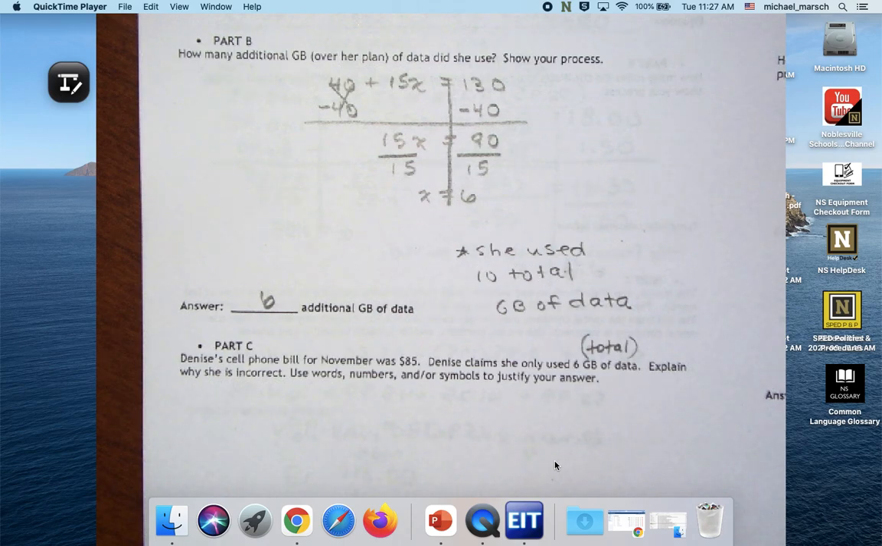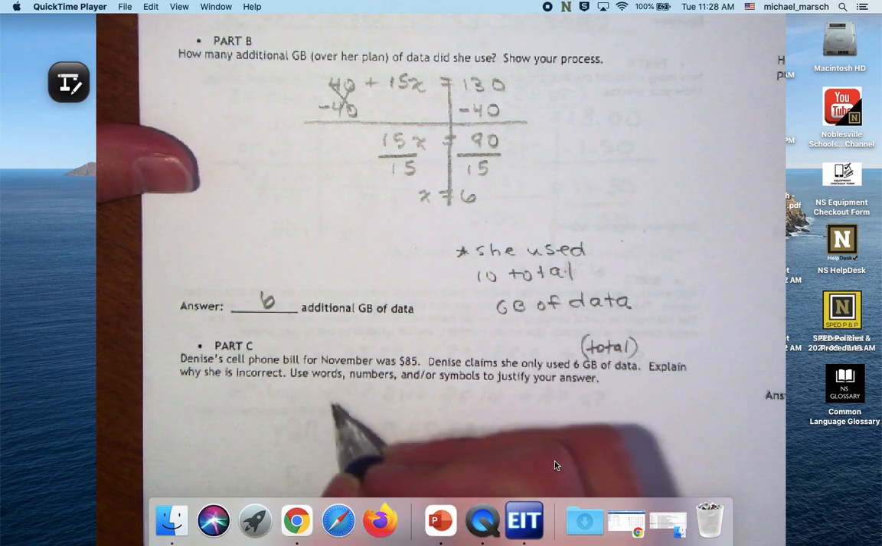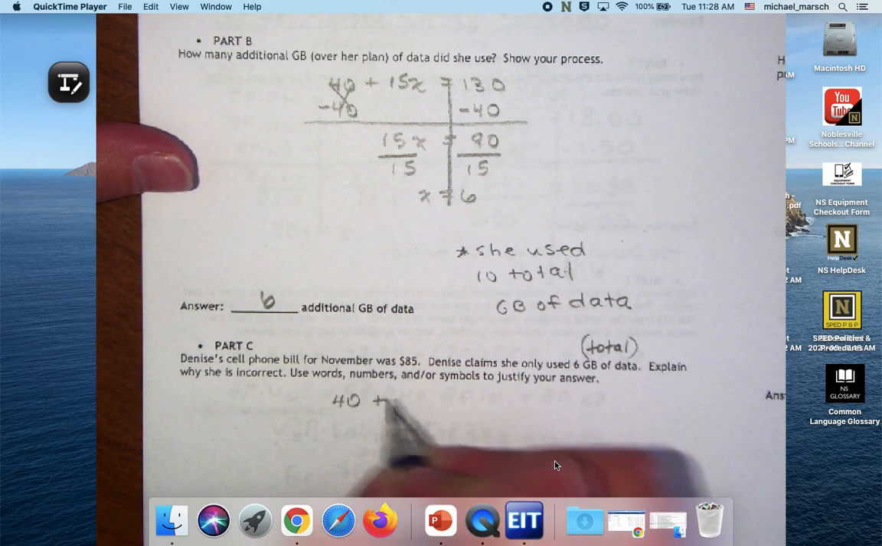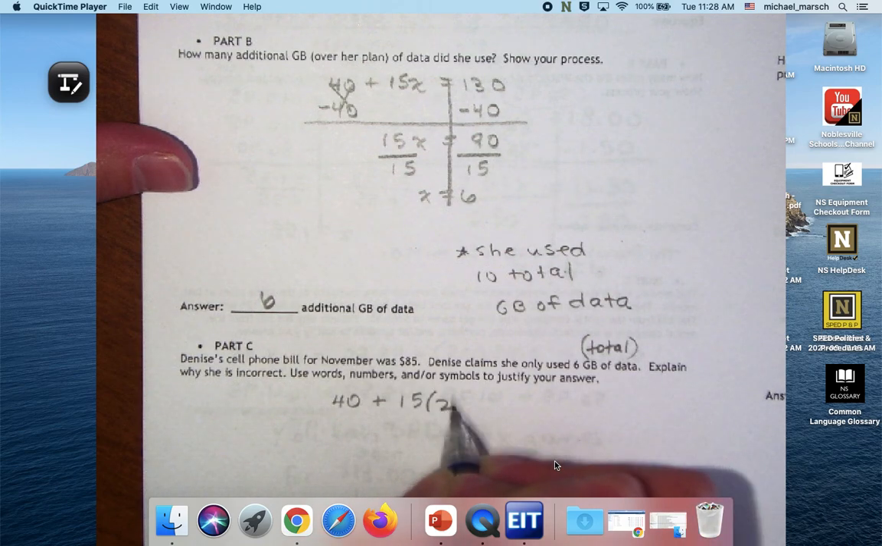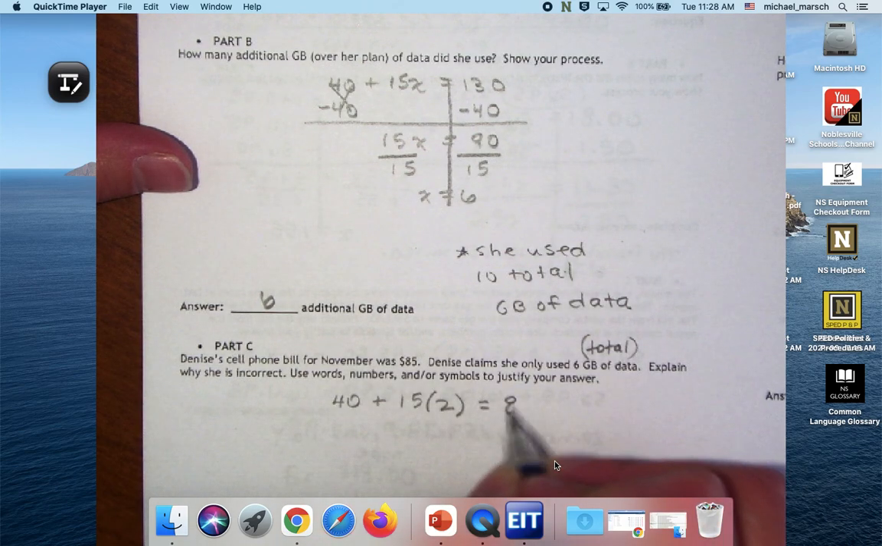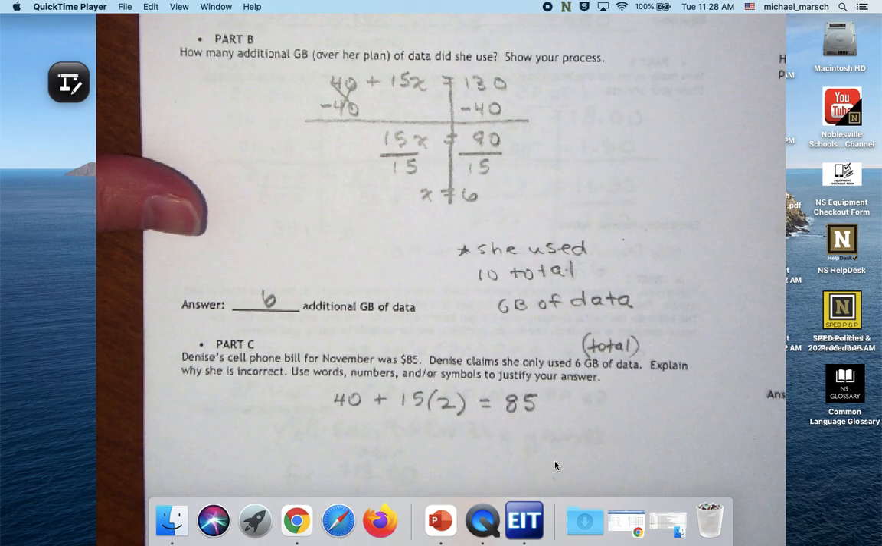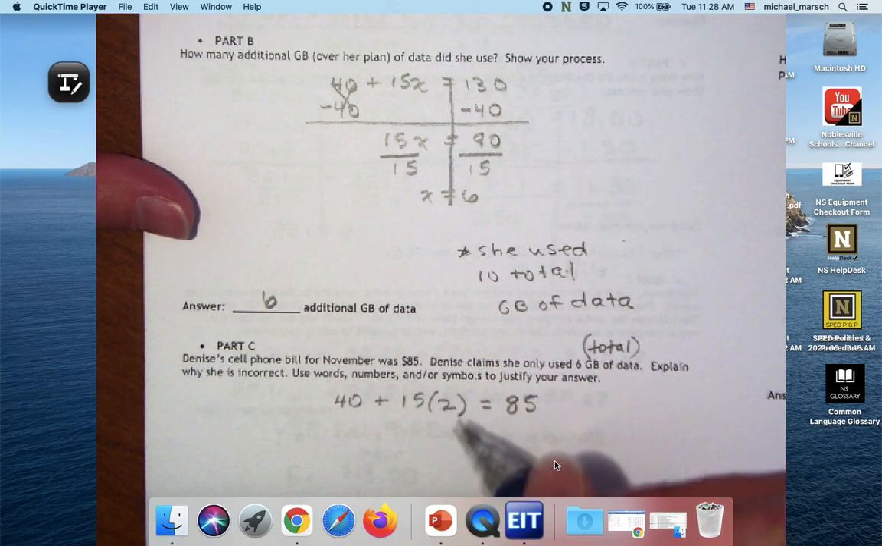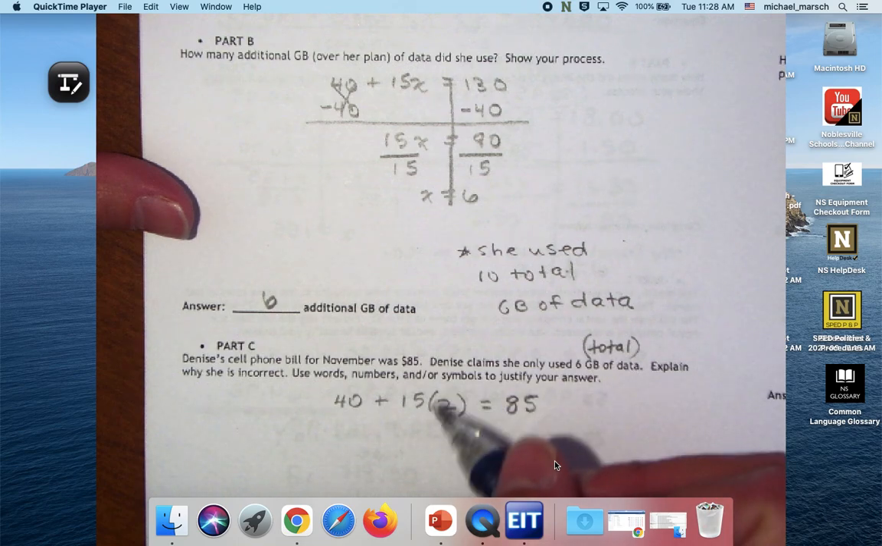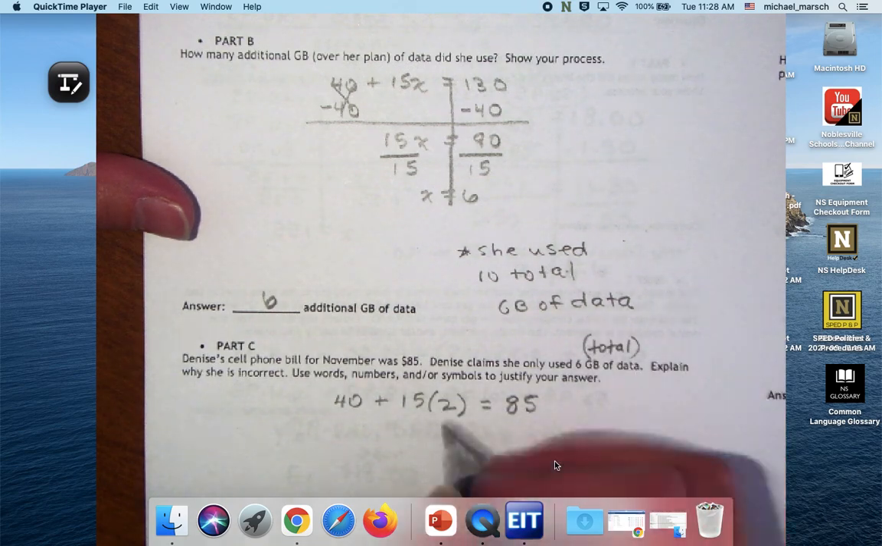Jackson? I was just multiplying. Well, I wrote 40 plus 15 times 2. Because you'll have to multiply 15 times 2 for the additional money. So 40 plus 15 times 2. And she says that when the bill was 85, right? So we're going to see. Where did Jackson get the 2 from? The 2 plus gigabytes. Yeah.